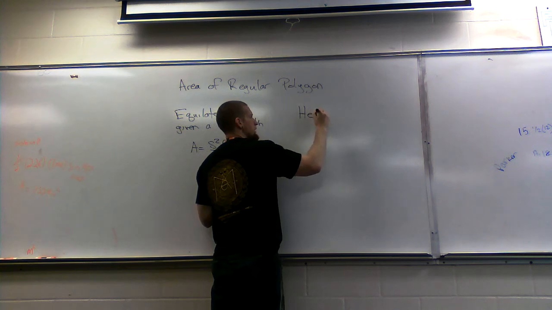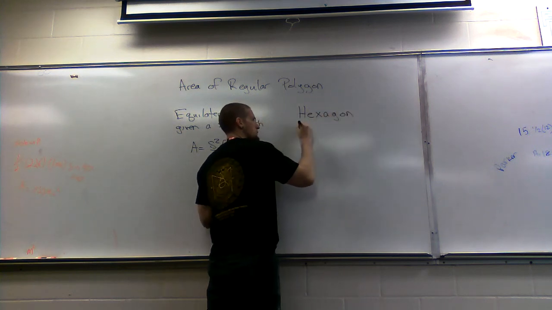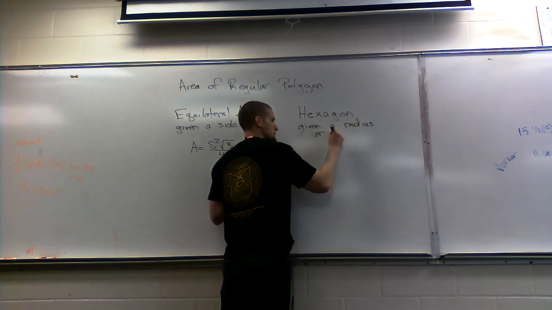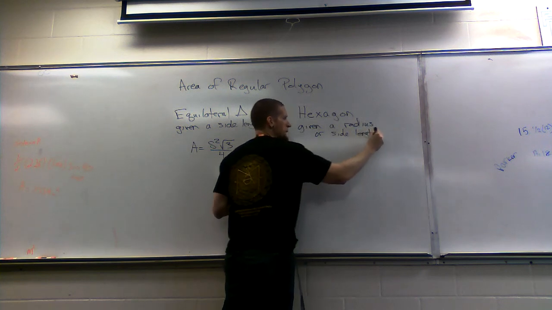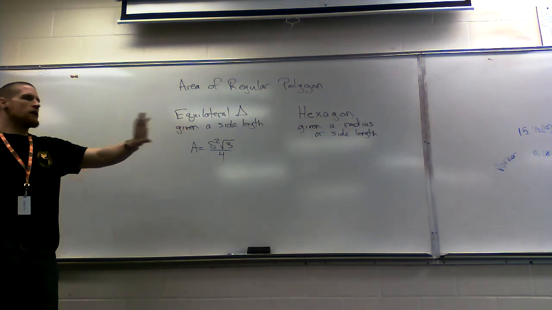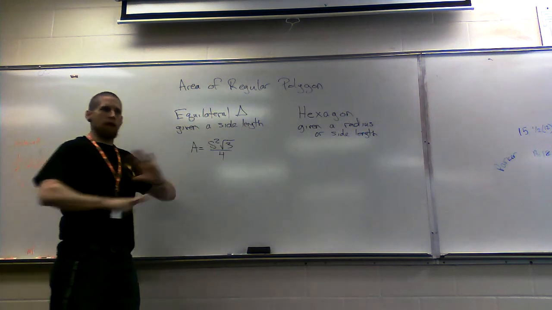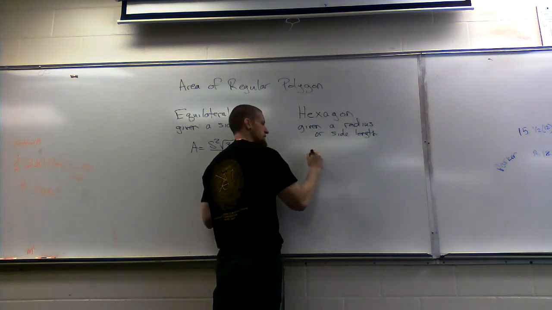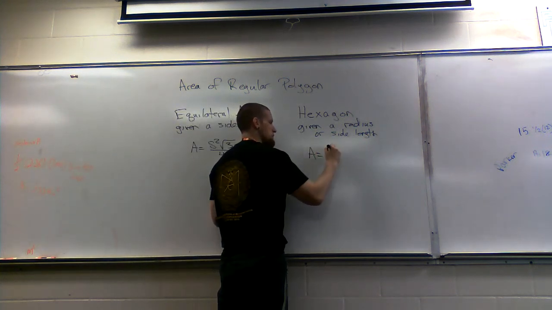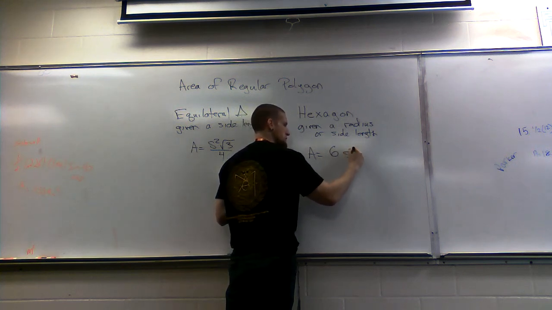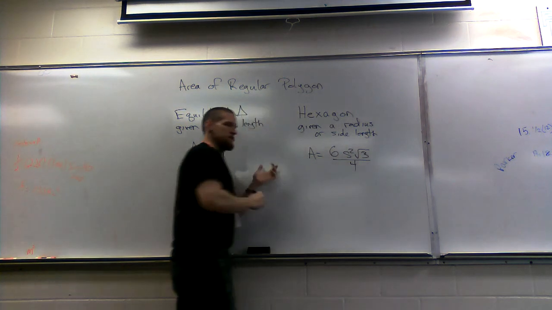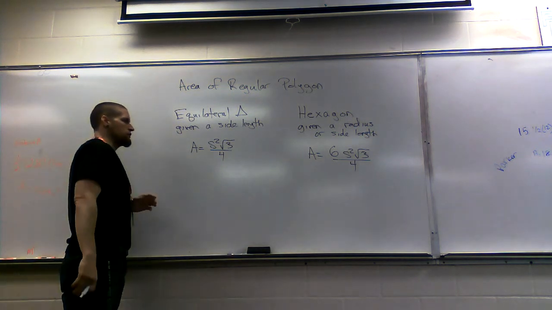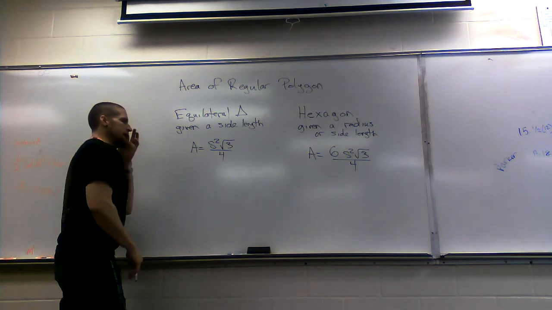All right, so next one would be a regular hexagon given a radius or side length. And remember, you could have either one of those, because the idea behind the hexagon was that it's made up of equilateral triangles, so the radius of a hexagon is the same as the side length. So this one was the 6. It was just the equilateral triangle formula times 6. The hexagon was made up of the 6 equilateral triangles.